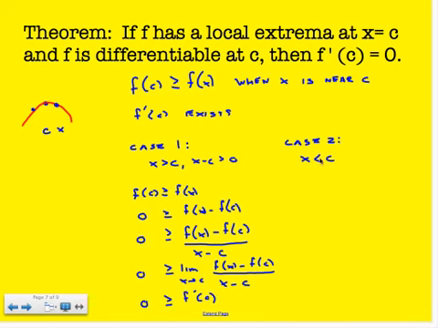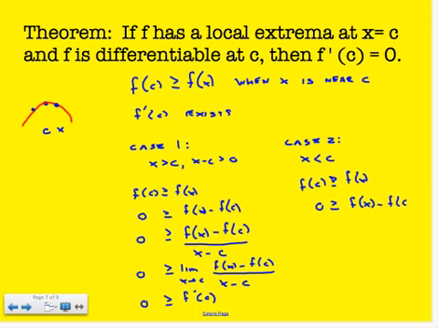Case 2 said that x had to be less than c. We still have that f of c is greater than or equal to f of x. Sorry, I was going to jump ahead of myself. Okay, let's do the same thing. Let's subtract f of c from both sides.